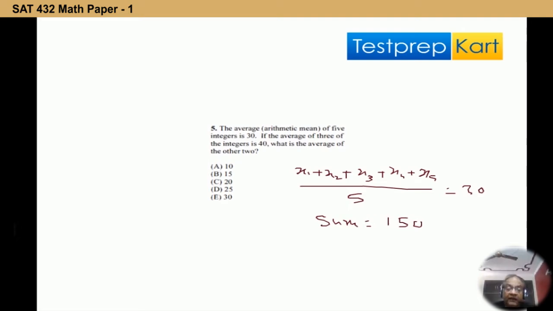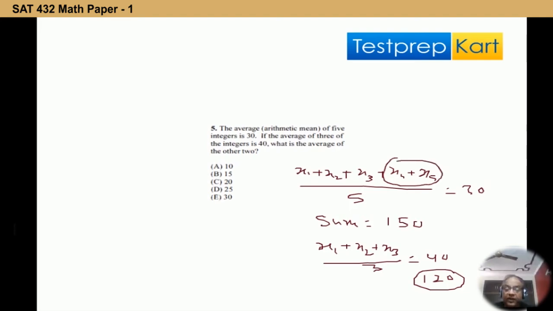Now, average of 3 integers is 40. So let's take the first 3 numbers as integers, x1 plus x2 plus x3 divided by 3. Let's say that is equal to 40. And therefore, sum of these 3 numbers is 120. Sum of these 3 numbers is 120. And therefore, for the remaining 2 numbers, x4 and x5, total sum will be 150 minus 120, that is 30.